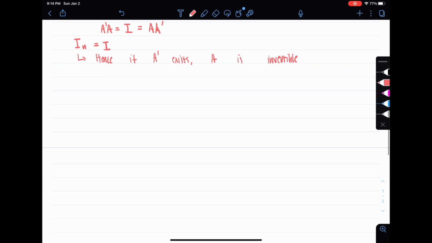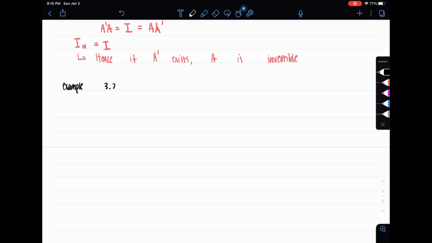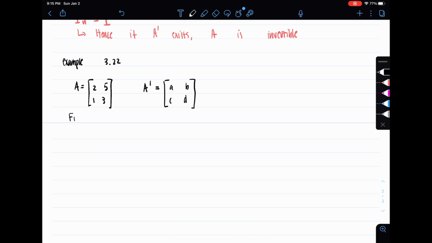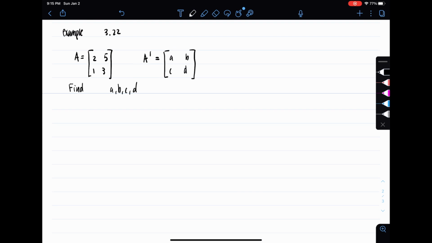So now let's look at an example. This is example 3.22 in the textbook if you're following along. Consider the matrix A, which is 2, 5, 1, and 3. We're going to try to find a prime, which we will denote with the elements a, b, c, and d. So what are we trying to do here? First of all, we know that a times a prime must equal the identity matrix of 2, which will be 1, 0, 0, 1.